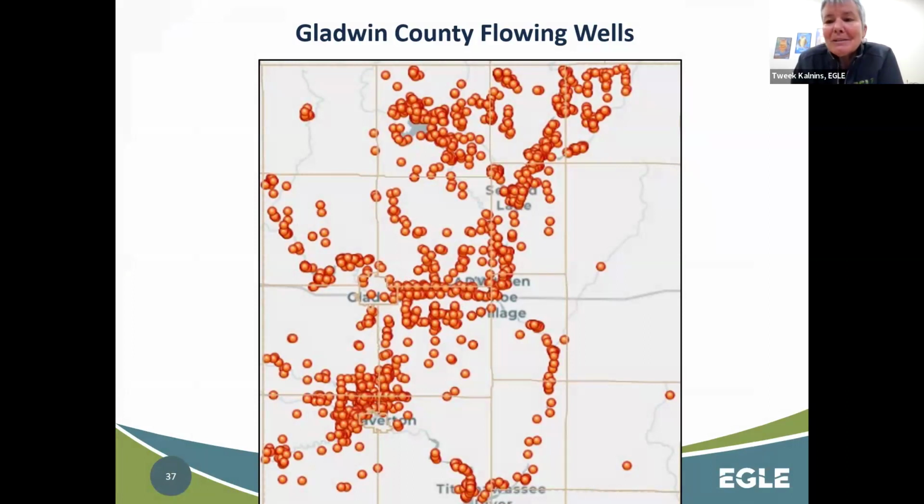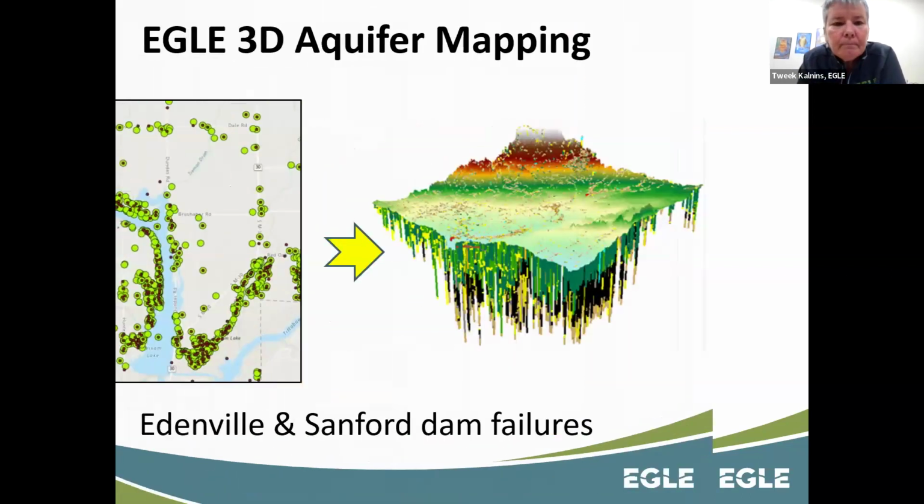This one I did last week. I got some training from my coworker on how to download the data. This is just a simple map that I did showing all the flowing wells in Gladwin County. Gladwin County has more flowing wells than any of our counties. So I thought, oh, I'll just make a simple map. But you can do this. Again, if I can do it, anybody can. It's great to have a visual tool for something like that.